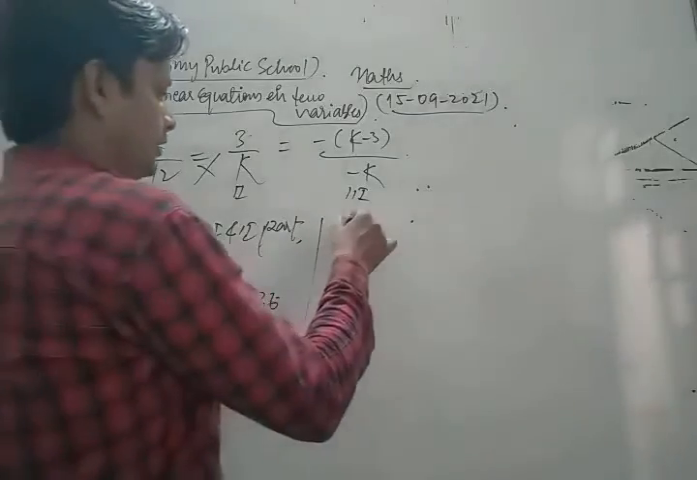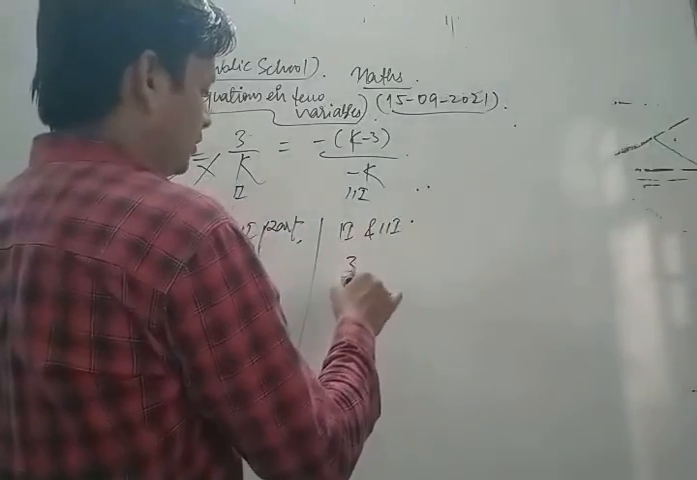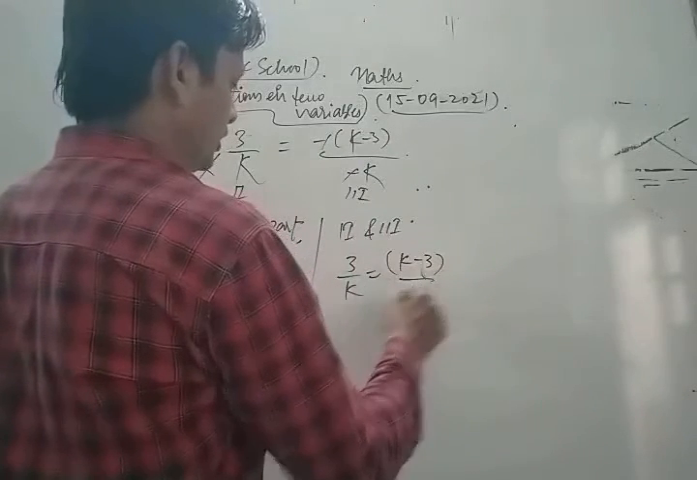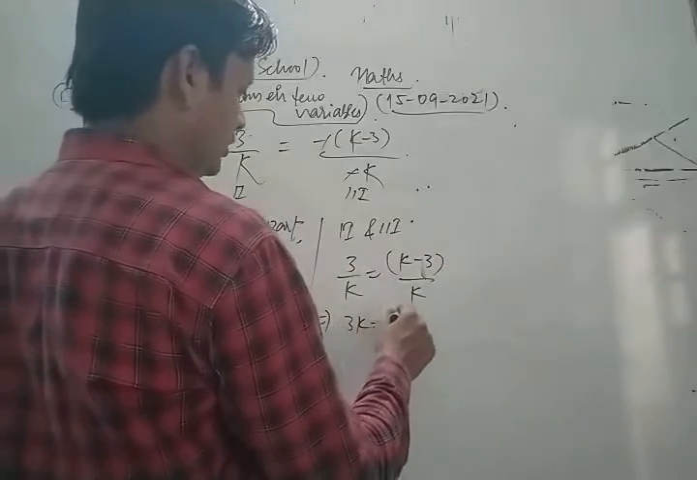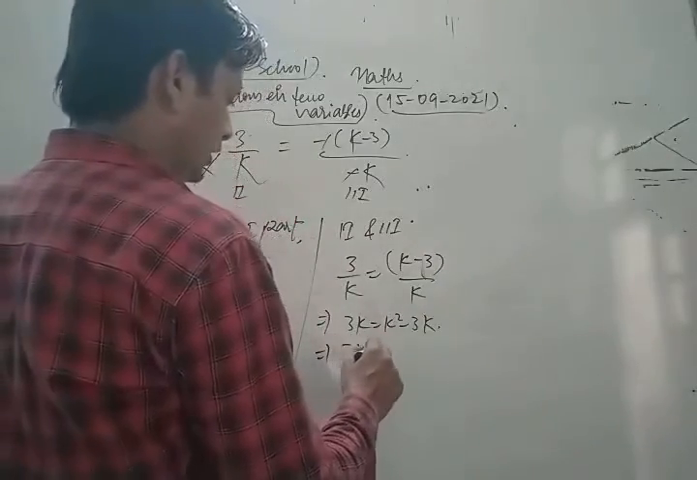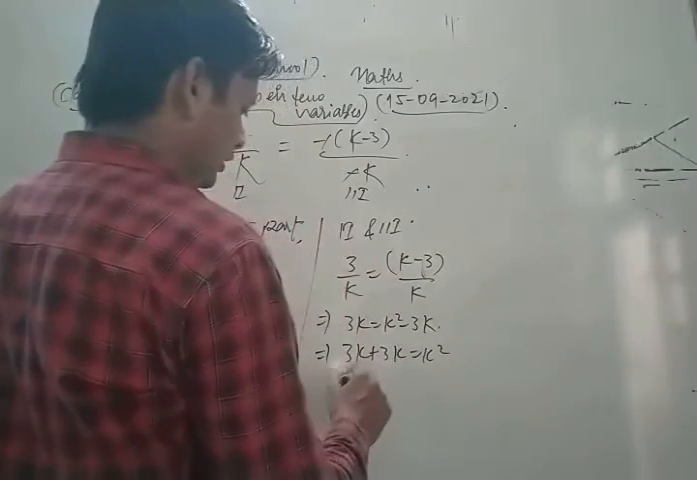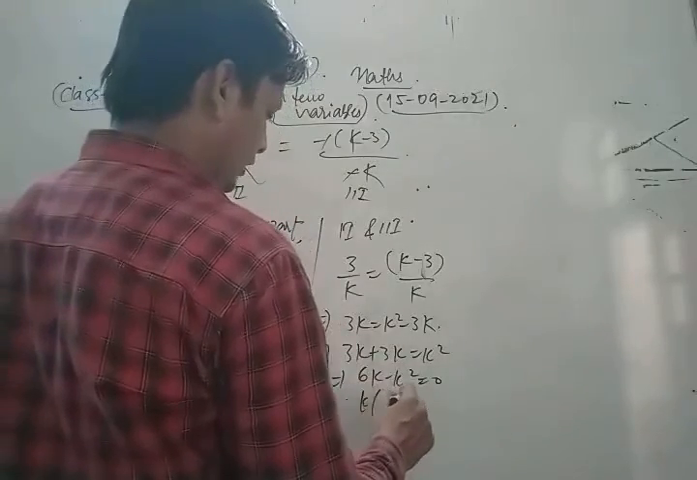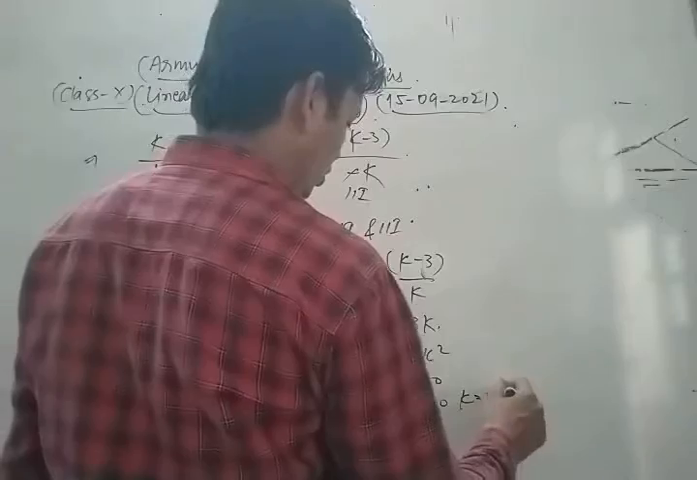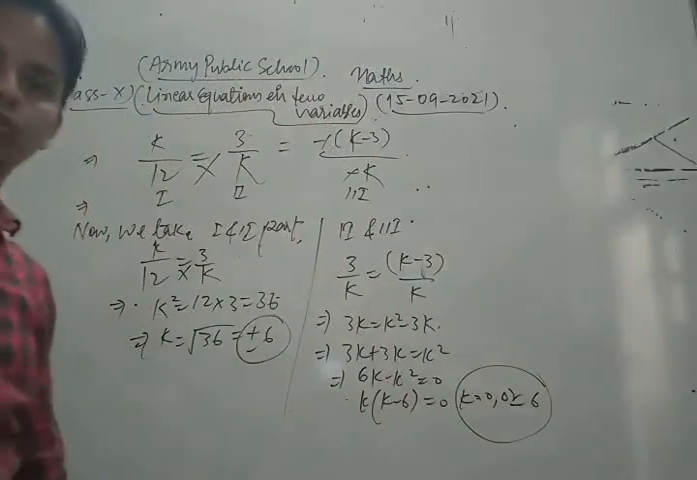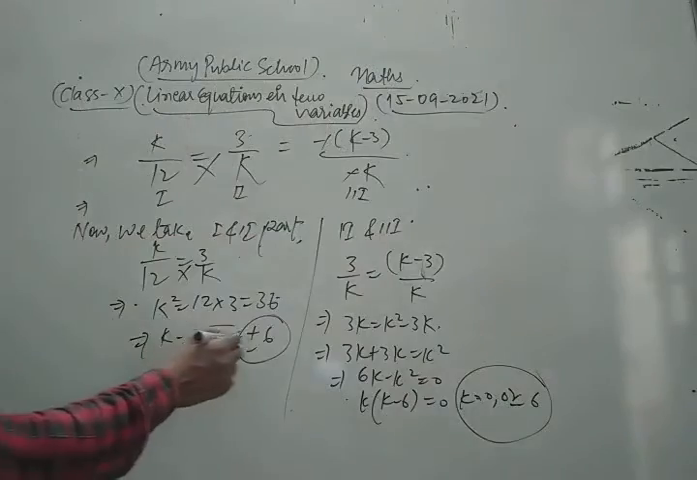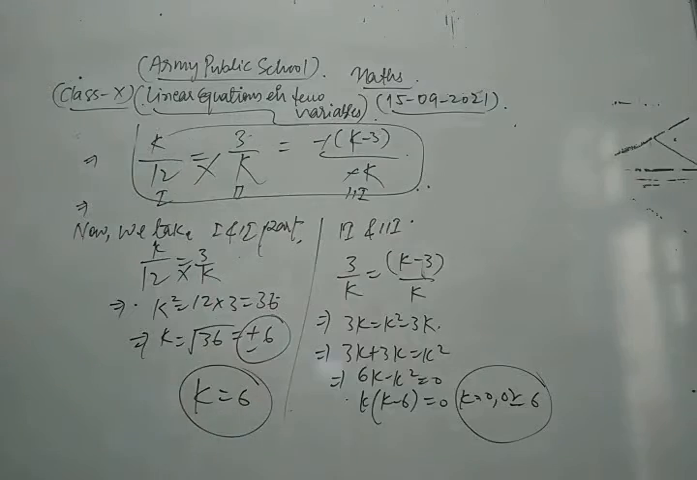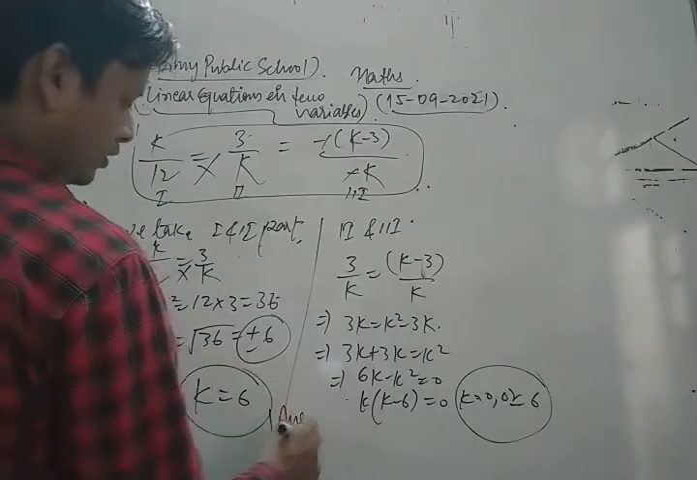Now we take the second and third. So 3 upon k, minus minus cancel. So k minus 3 is equal to k. So we do cross multiplication. So 3k is equal to k square minus 3k. Okay. So 3k plus 3k is equal to k square. This is 6k minus k square is equal to 0. Or k is common, so we get k into 6 minus k is equal to 0. So k is equal to 0 or 6. So this condition is satisfied only for k is equal to plus 6. So we take plus 6 as the required value of k.